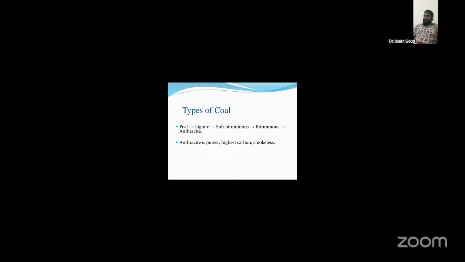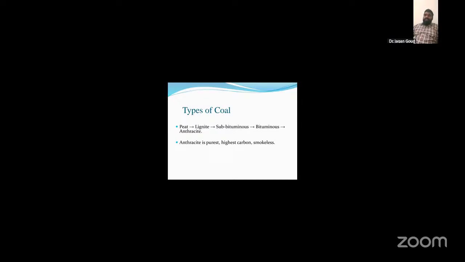Okay, the last one is anthracite. Anthracite is the most efficient coal. It has a very high energy value. Carbon content is 90% or more. It is the hardest coal, shiny, smokeless, and the purest coal.